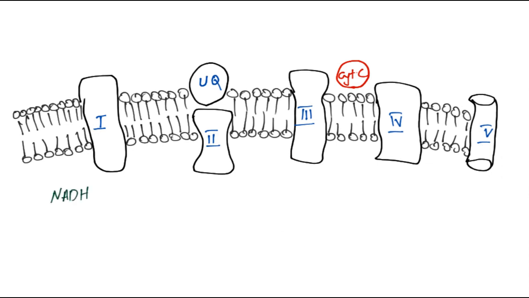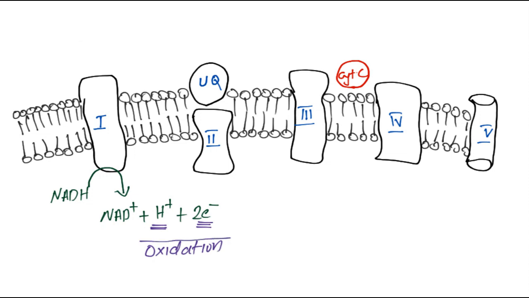So you have to see what happened. You can see that here the NADH is coming to complex 1, and this NADH is converted to NAD plus, H plus and 2 electrons. Here the NADH is losing H plus and electrons. From your chemistry knowledge, you know that the process of loss of H plus and electron is known as oxidation. The NADH is getting oxidized.